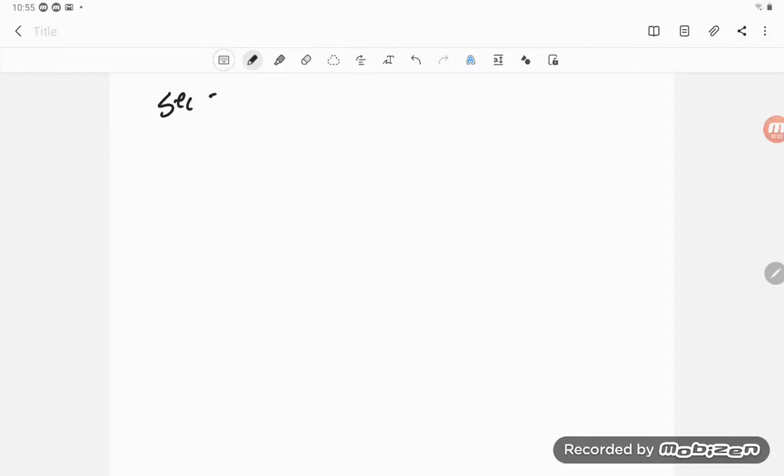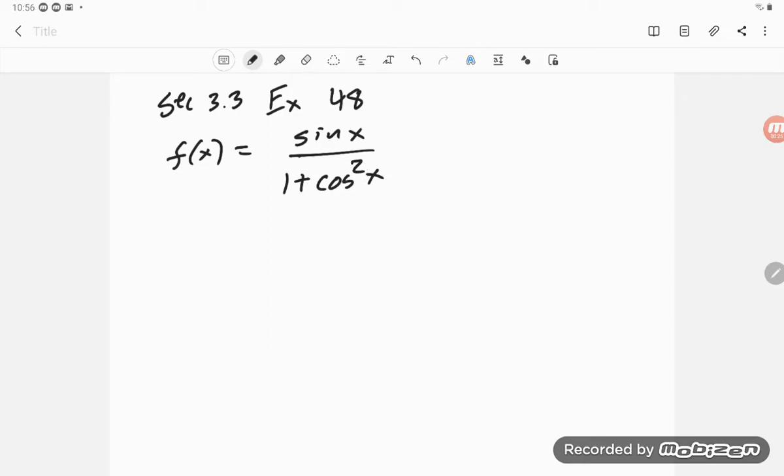Here's section 3.3, exercise 48. This one definitely starts to get a bit interesting. We get f of x is equal to sine of x over 1 plus cosine squared x. And again, we are on the open interval 0 to 2 pi.